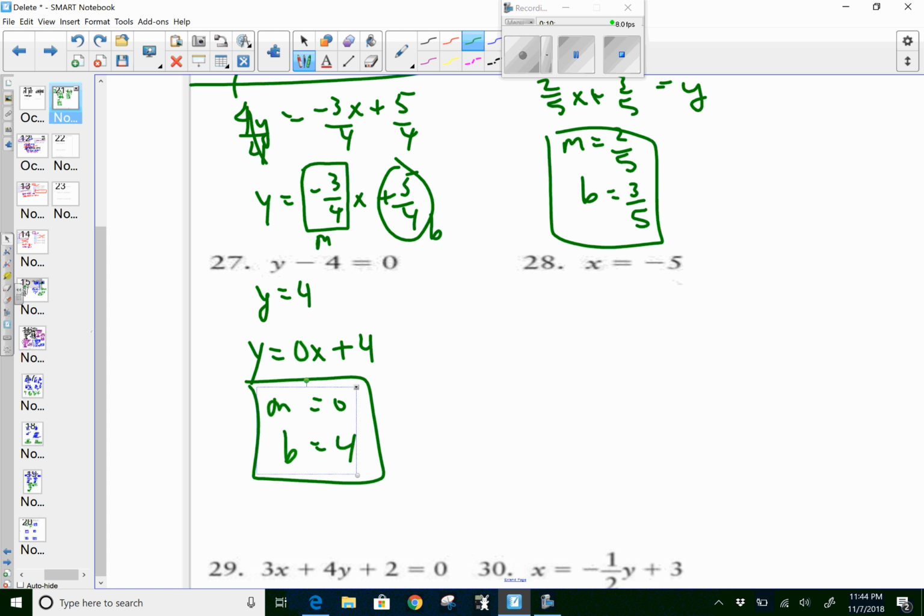Over here, similar concept. I don't even have a y. So my slope is going to be 0. No, x equals -5. So x equals -5, -1, -2, -3, -4, -5. x equals -5 is going to be a line that looks like this. And anytime you have a line that looks like this, the slope is undefined.